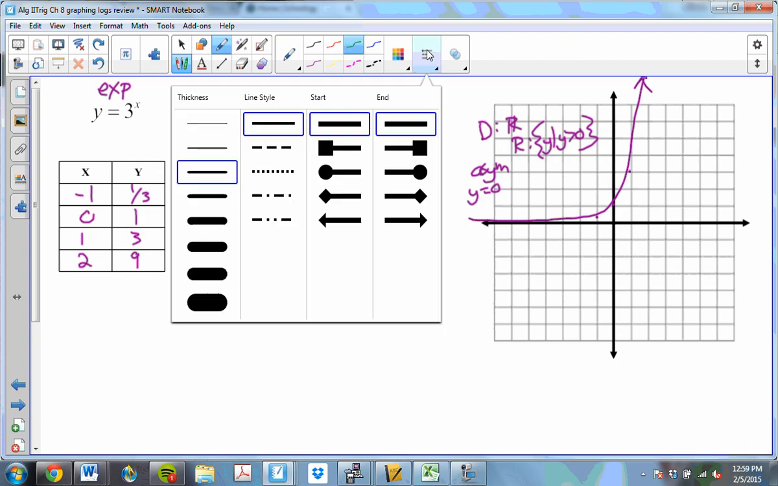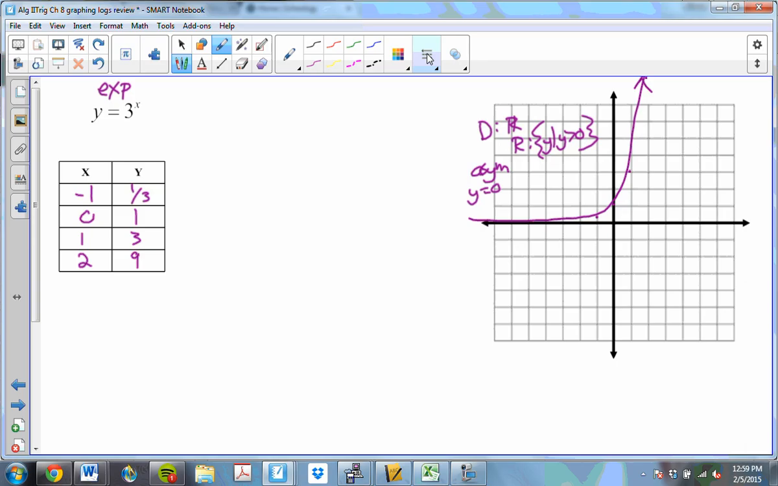Now remember, the inverse of an exponential is a logarithmic. If I have log base 3 of x as my function, these are inverses. Inverses means you're just switching the x and y values. So if I make a table of values of what to plug in for x here, I want to plug in powers of the base. Powers of 3.